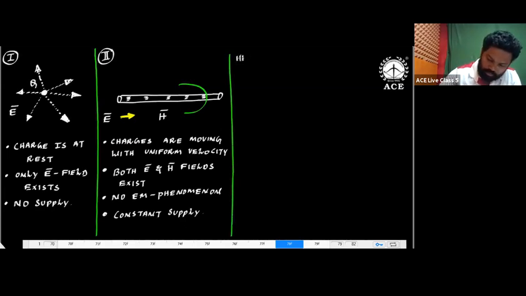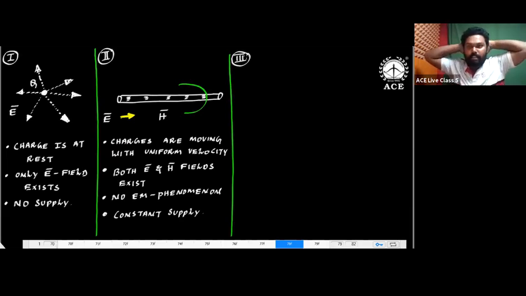Number 3, beta. I'll consider accelerated and deaccelerated charges. How do you get the accelerated and deaccelerated charges? For accelerated and deaccelerated charges, one should have a time varying supply. For the positive cycle, they get accelerated. For the negative cycle, they get deaccelerated.